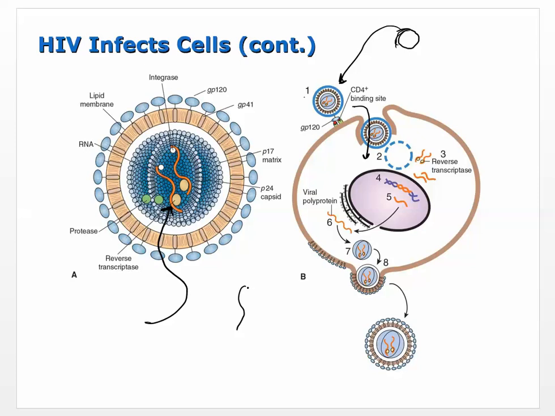And the reverse transcriptase will cause that RNA to form double-stranded DNA. That's quite a trick. It's a nice trick if you're an HIV virus. Not so nice if you're the victim. And then that newly transcribed DNA will insert itself into the host DNA.